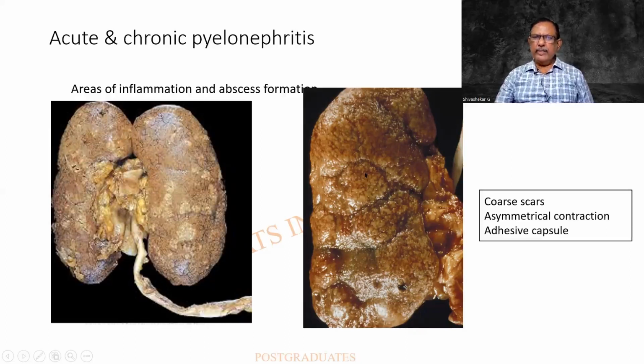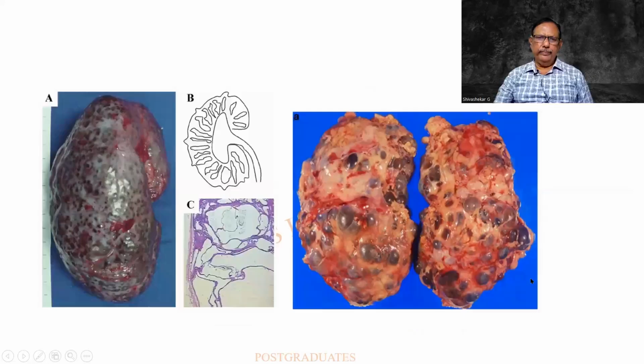In chronic inflammation, chronic means always there is a scar. Look at the coarse scars. The capsule will be adherent, and when you try to peel it off, you find part of the parenchyma will also come along with it. The scars are coarse and asymmetrical, with adhesion of the capsule.